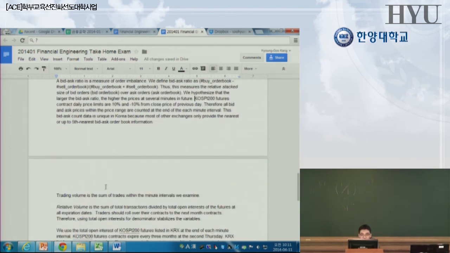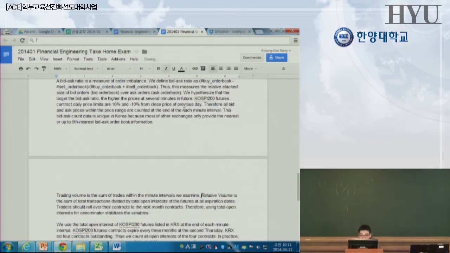And then there is trading volume, which is the sum of trades within the minute interval we examine. Another important variable is relative volume. Relative volume is the sum of total transactions divided by the total open interest of futures at all expiration dates.